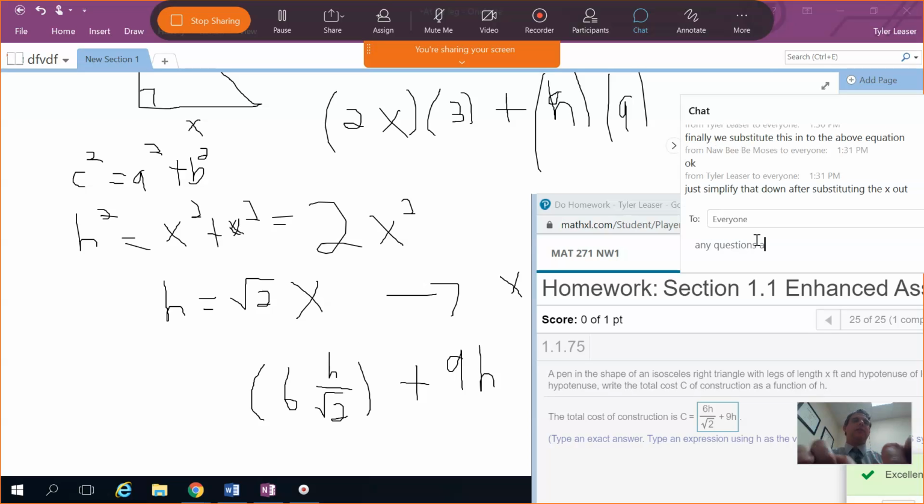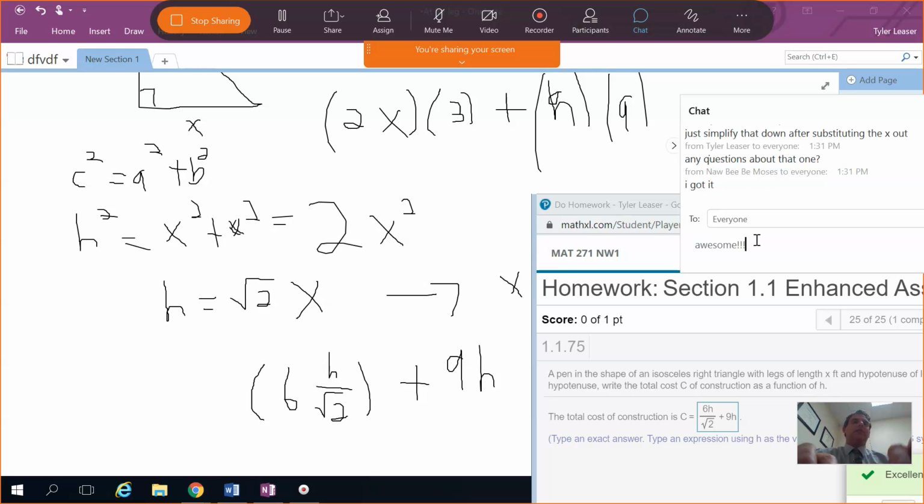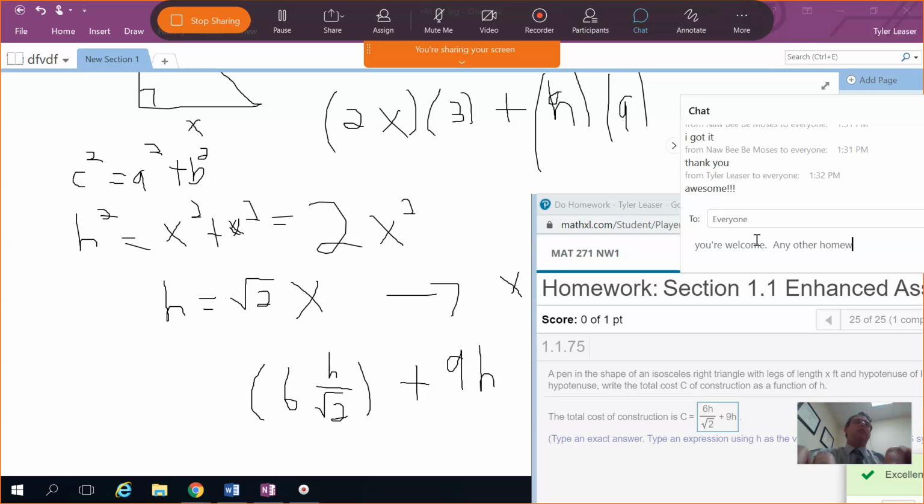Any questions about that one? And again, your numbers may be different when you're doing yours. But hopefully that helps with solving that one. Awesome. You're welcome. Any other homework questions you want to see?